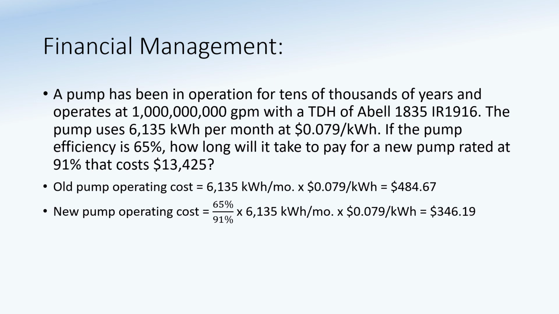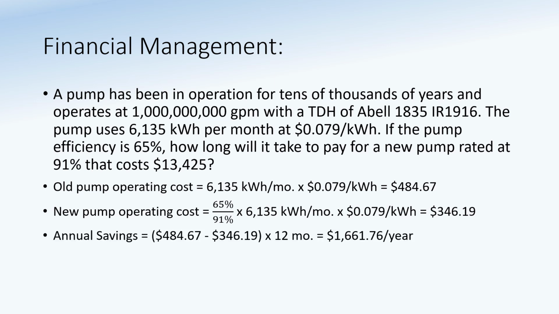With the new pump operating costs, remember you need to divide the efficiency percentage of the old one by the new one, and then multiply that by the kilowatt hours per month times the cost of operating that, and you're going to wind up getting $346.19. So now we have to subtract the new from the old, and then you want to multiply that by 12 months in a year, and you wind up getting $1,661.76 per year savings.